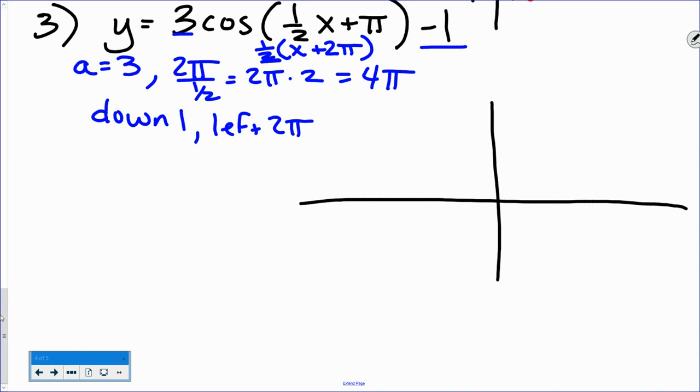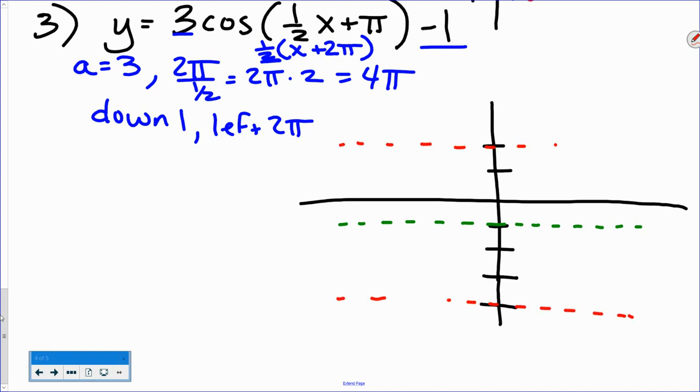All right, so I have this graph moved down 1. That is going to be the center for my graph. I have an amplitude of 3, so that means the highest I will go is 3 above that line, which would be at positive 2, and then 3 below that line, so at negative 4. So I'm staying in between those red dashed lines.